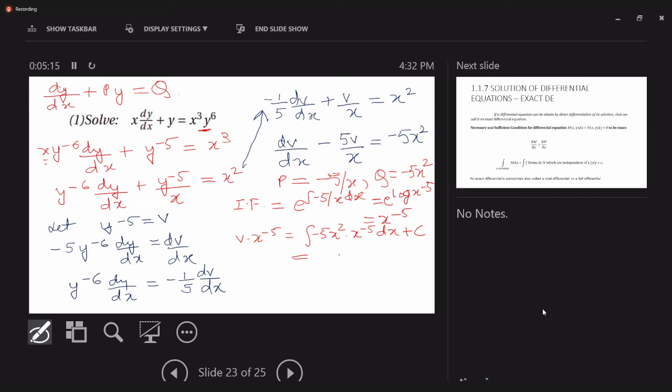Very simple integration. x squared into x raised to minus 5 means it will become x raised to minus 3. So minus 5 times x raised to minus 4 divided by minus 4, which gives 5 by 4... the final answer is 5 by 2 x raised to the power minus 2, isn't it? Whenever you first studied integration, the first formula you learned was x raised to n plus 1 divided by n plus 1. That one we are using over here.